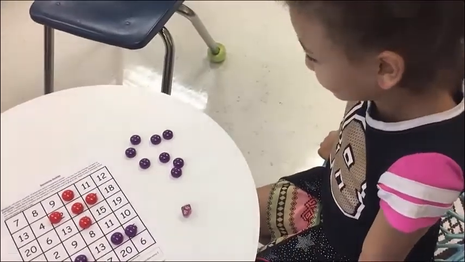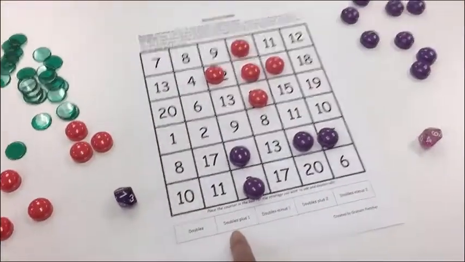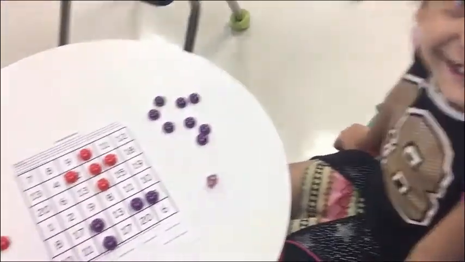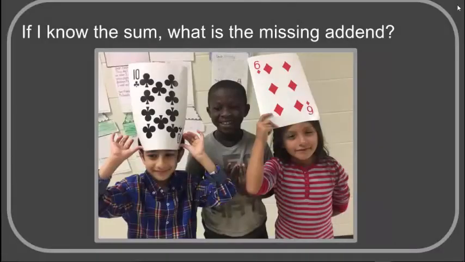You rolled a 6. What is 6 plus 6? 12. Okay. What is 12 plus 1? 13. What should you cover on your board? 13. As students apply strategies throughout the year, they become flexible and efficient thinkers.